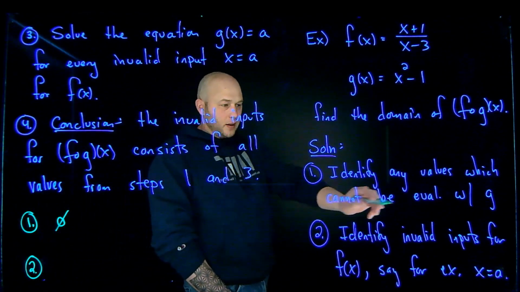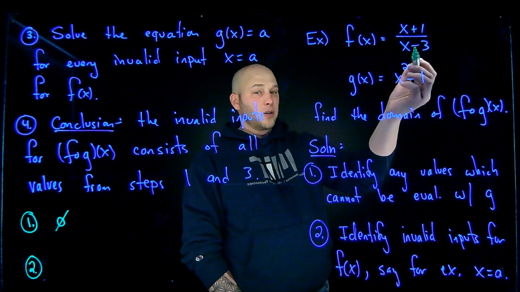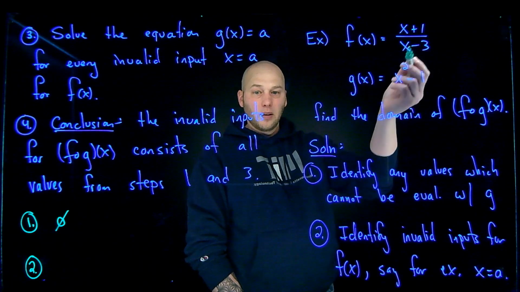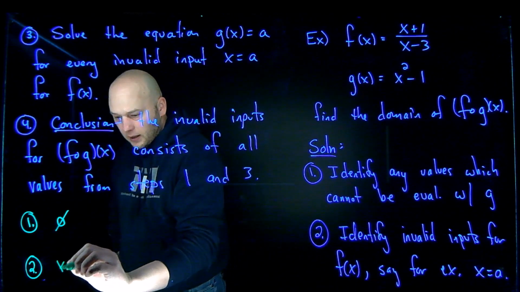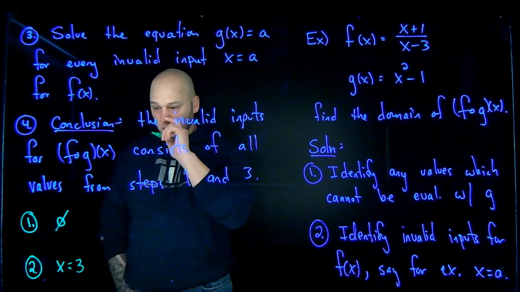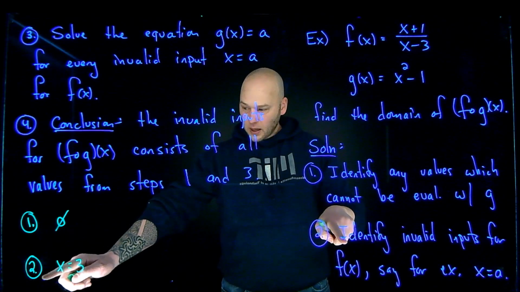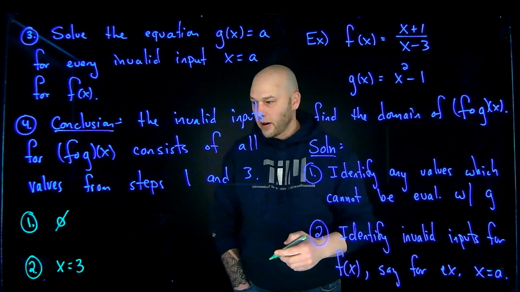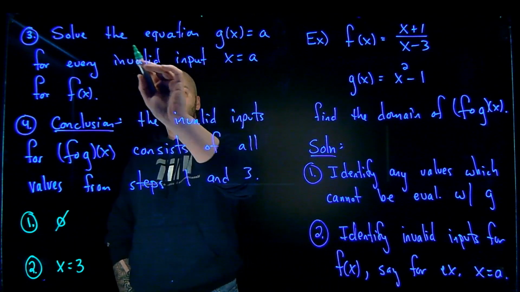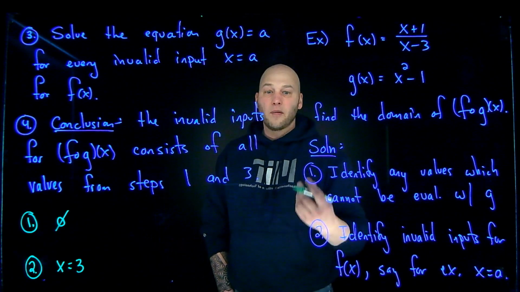Step 2. Identify invalid inputs for the function f of x, so I go to my function f of x. What can I not plug into this? Well, I know that I cannot plug in x equal to 3. So I'm going to say x is equal to 3. Again, as a shorthand, matching it up with the step here, this step 2 is the invalid input for the function f of x. Now let's go to step 3. Solve the equation g of x is equal to a for every invalid input of f.